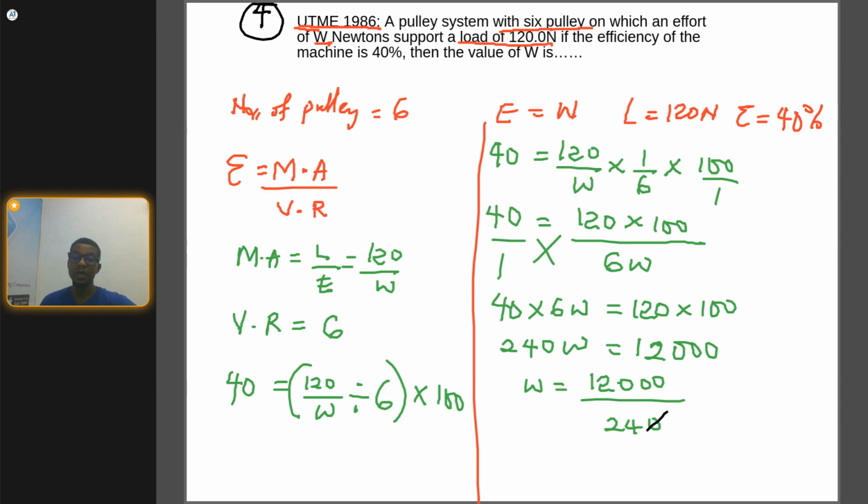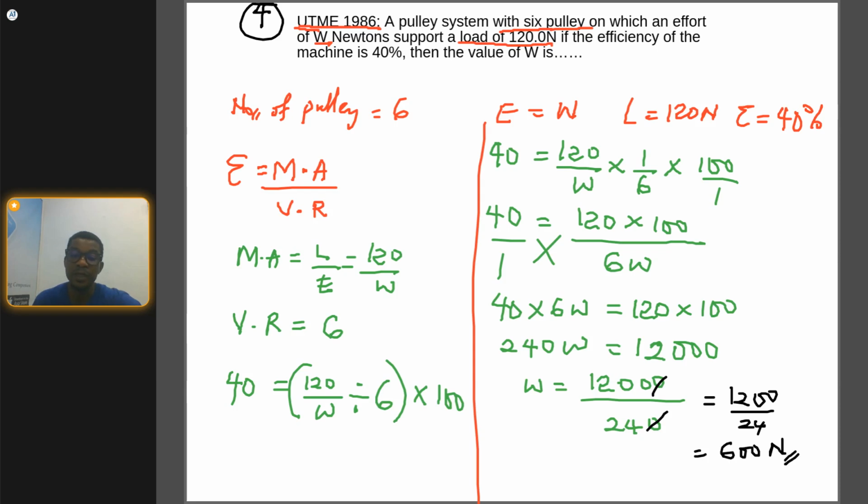If 0 cancels out 0, we have 1,200 divided by 24, and we need to simplify that. We are trying to get the value for W, which represents the effort. So 1,200 divided by 24 is 600.